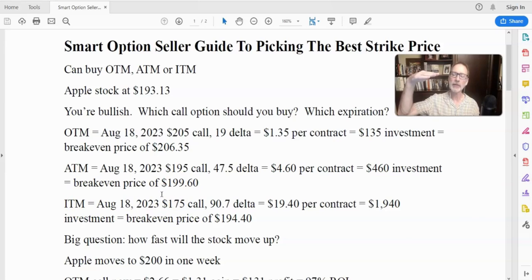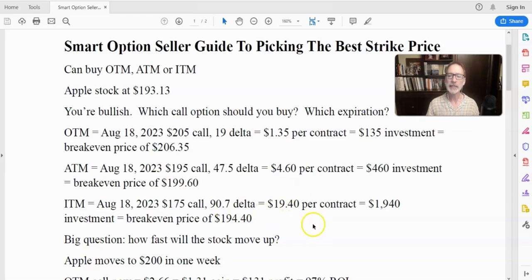Lastly, we look at an in-the-money call option with a strike price of $175. Apple's at $195. You're going to buy a call whose strike price is lower than the current price of the stock. That's what's called an in-the-money option. It has a 90 delta, or a 90.7 delta. That means for every dollar that Apple moves higher or lower, that option price will track at about 90.7%. So that option price is really going to move a lot when the stock does.